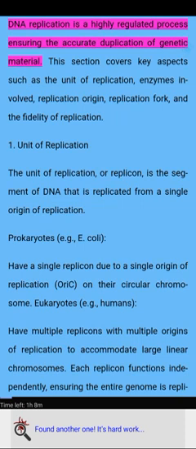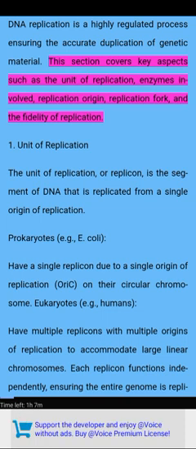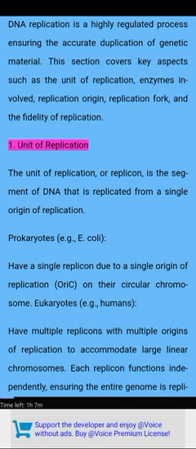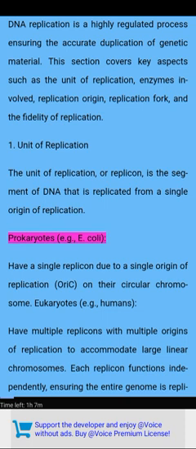DNA replication is a highly regulated process ensuring the accurate duplication of genetic material. This section covers key aspects such as the unit of replication, enzymes involved, replication origin, replication fork, and the fidelity of replication. 1. Unit of replication. The unit of replication, or replicon, is a segment of DNA that is replicated from a single origin of replication. Prokaryotes, e.g., E. coli.